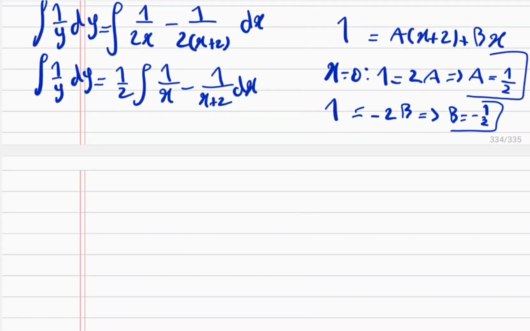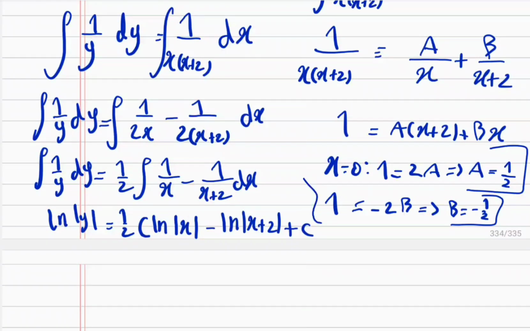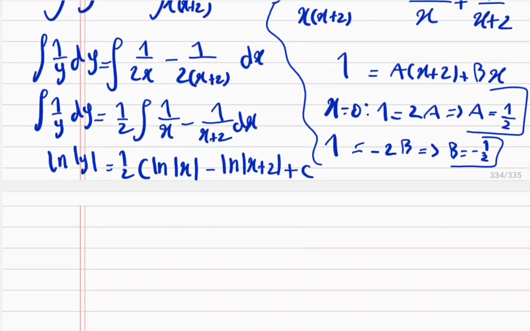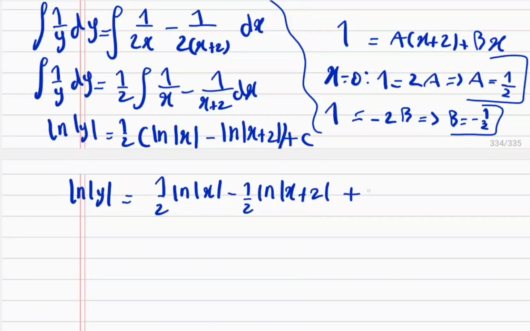So at this point we can integrate both sides. As I said, the first one is very easy, just ln of y, and then for the second term we'll have this half outside, and then 1 over x also integrates to ln modulus x. And here is again minus ln, but this time modulus x plus 2, plus c. c is the constant of integration. So now that we have this expression, we can also expand the brackets. So it's going to be ln y is equal to half ln x minus half ln x plus 2 plus c.